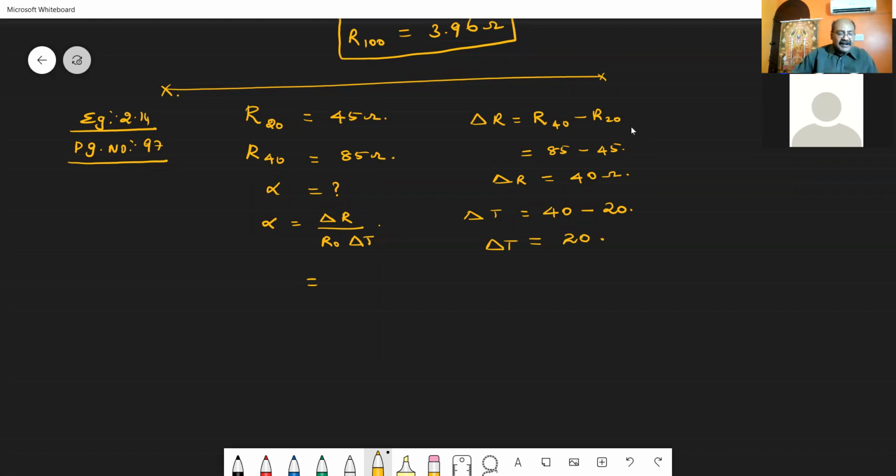Now simplify to get the answer. What is the value of delta R? 40. Let us substitute these values here. What is R0? R0 is R20, that is 45. Delta T is 20. So you will get the answer as 40 divided by 45 into 20, that is 40 divided by 900, or the 2 and the 4 will get cancelled. You will get 2 divided by 45 per degree Celsius.